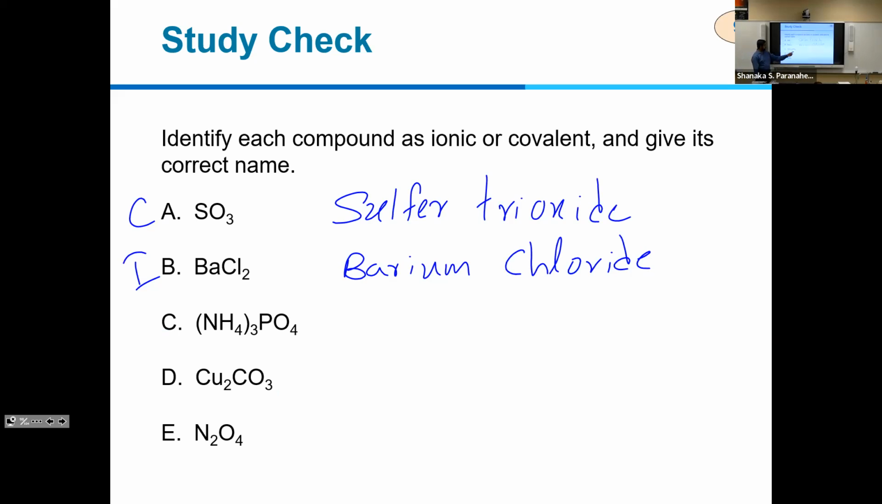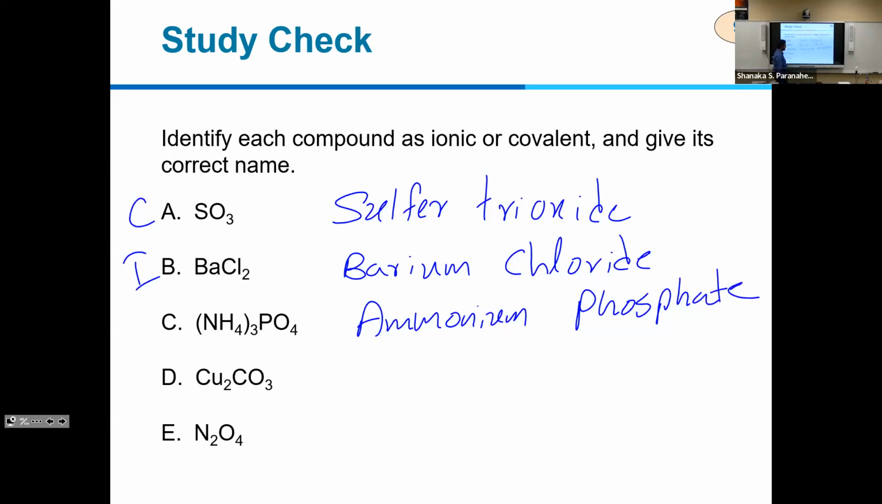Next one, ionic, two polyatomic ions. So the name comes from the names of the two polyatomic ions. What is the name? Ammonium phosphate. First polyatomic ion is ammonium. Next one is phosphate. Simply it's ammonium phosphate.